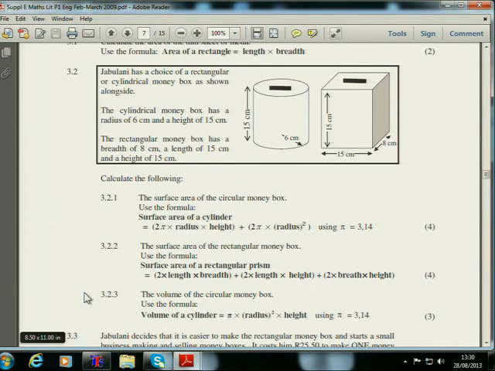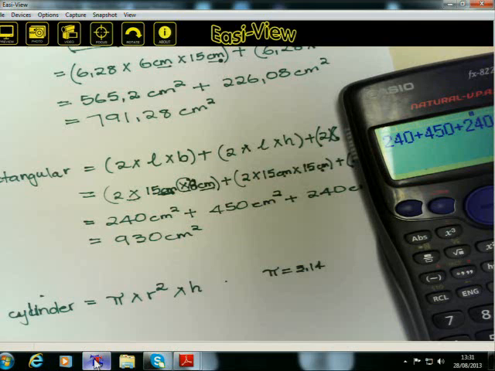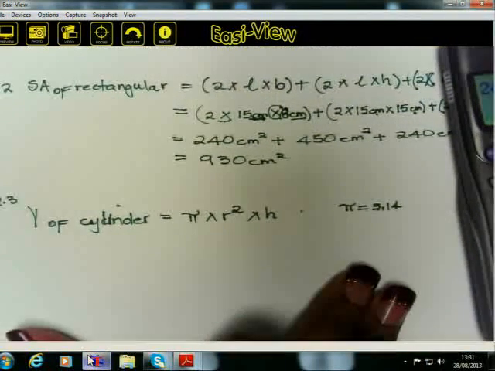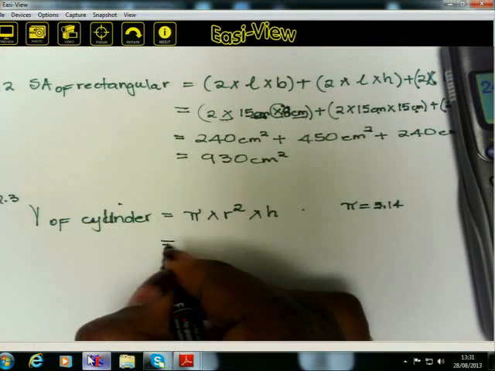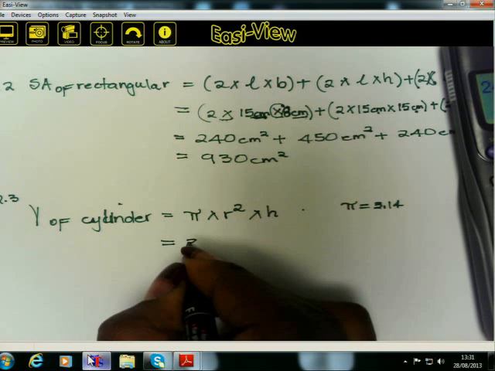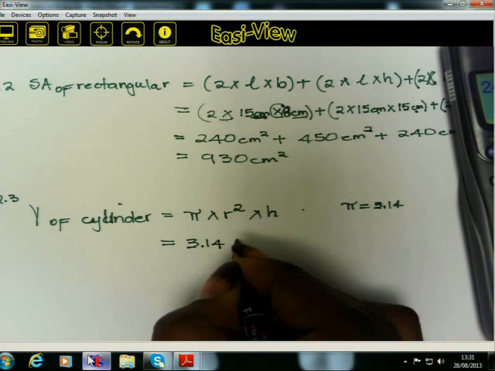Let us also just look at our measurements once more. If we are going to substitute in this formula, we are going to need a radius as well as the height. Now the radius we are given, it is 6 centimeters, and the height is also given, it is 15 centimeters. Now let's go back to where we are doing our workings. Let's substitute in the formula. Remember, pi must be used as 3,14. So we will substitute there 3,14.